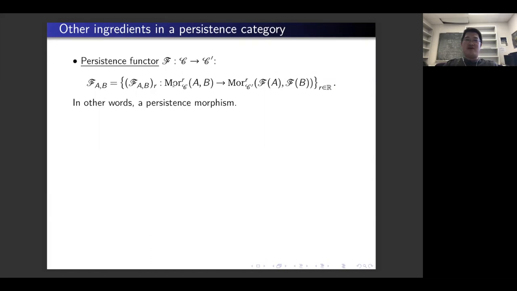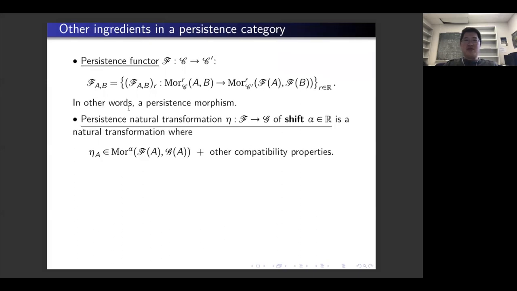What should be emphasized is that R goes to R. There's no change of the filtration. You could define something like a persistent functor with a shift, where R goes to R plus some number, but we are not doing this here. This is a persistent functor.